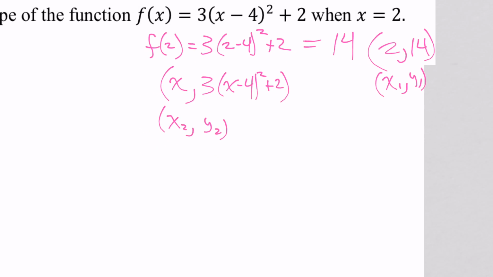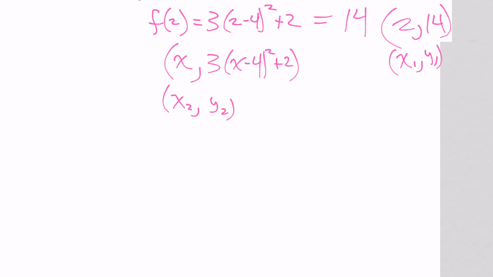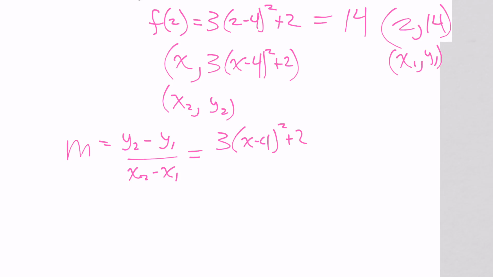So we have 2 points, x1, y1, and x2, y2, and we want to find the slope between them. Well, slope, m, is y2 minus y1 over x2 minus x1. And let's plug in the things we found. Well, y2 was my function. So 3 times (x minus 4) squared plus 2 minus y1, the y value of my point, which is 14, all over x2, which is just x, minus x1, the x value of my point, 2.